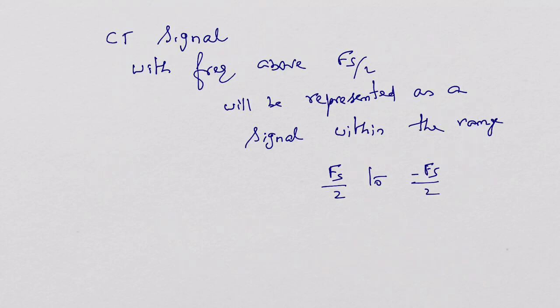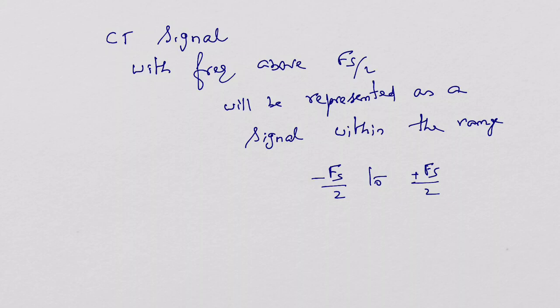A continuous time signal with frequencies above Fs by 2, what will happen? They will be represented as another signal within the range minus Fs by 2 to plus Fs by 2. That is one of the issues, you should always limit, because you cannot go beyond Fs by 2. If any signal greater than Fs by 2 is present, when it is reconstructed, it will be reconstructed as one of the signals present within the same range of minus Fs by 2 to plus Fs by 2.